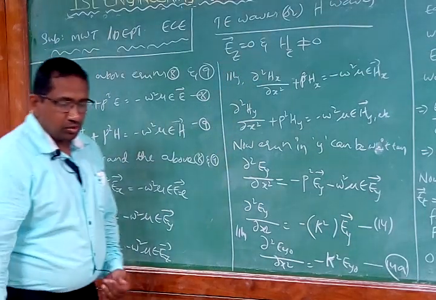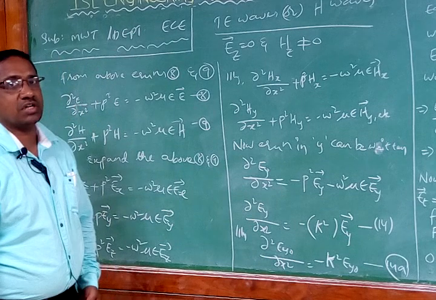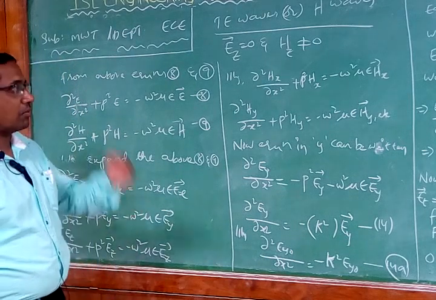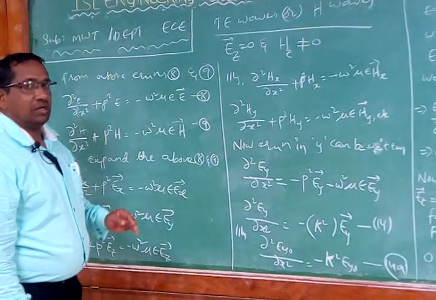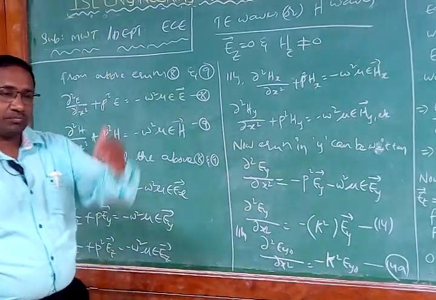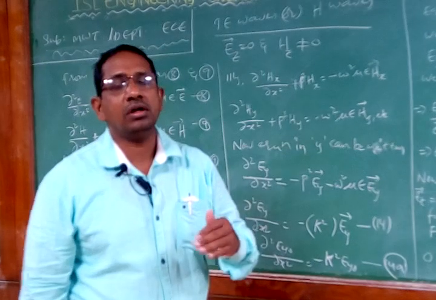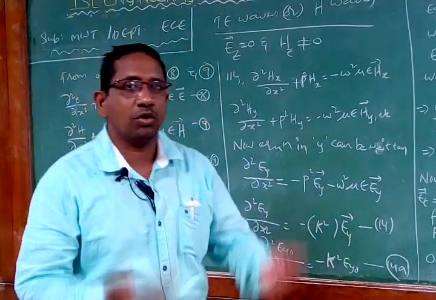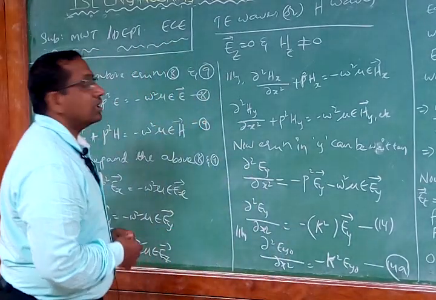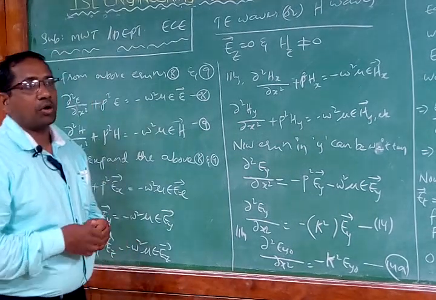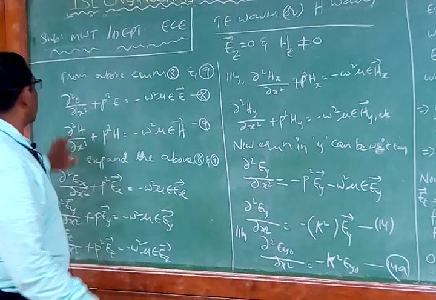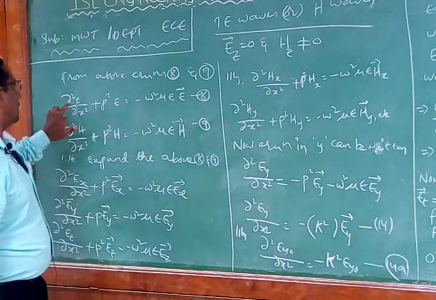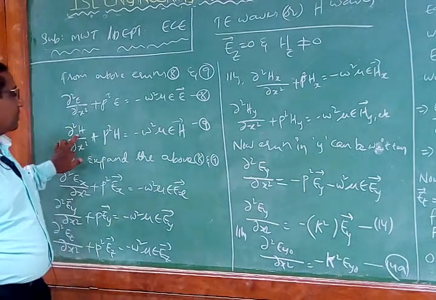In order to solve these equations, we compulsorily have to come up to equation number 13. Once we get up to 13, by using those previous equations we are going to solve the rest of the equations for the TE mode propagation. Now from equations 8 and 9 we have got two equations. One is for the electric field, and another one is for the magnetic field.